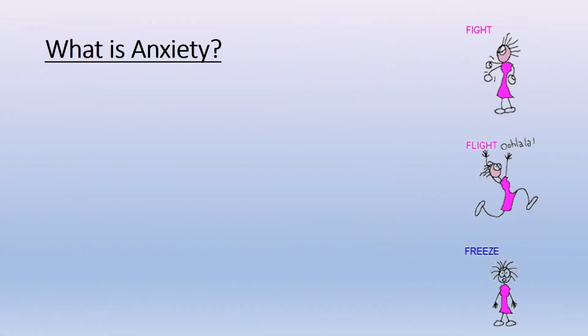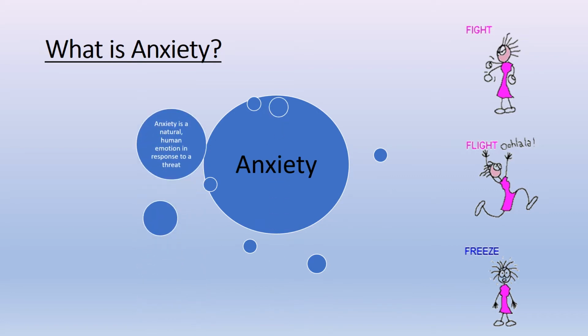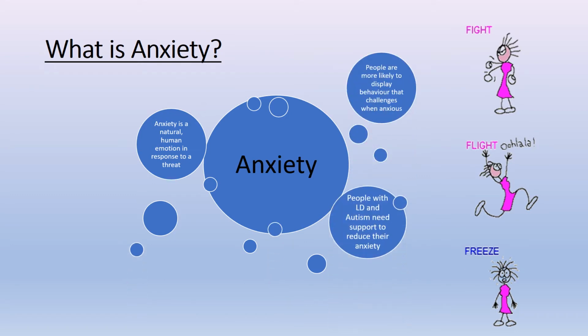In our previous video on anxiety, we noted that anxiety is a natural human emotion in response to a threat. People are more likely to display behaviour that challenges when they are anxious. People with a learning disability and autism often need support to reduce their anxiety. Everyone gets anxious at times, but people with learning disabilities and autism are more prone to anxiety for various reasons.